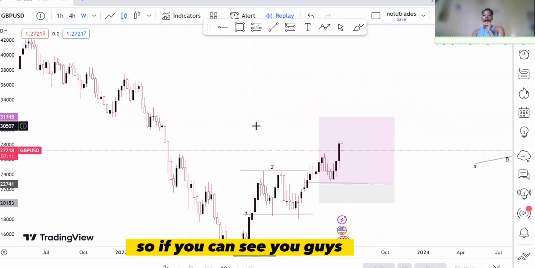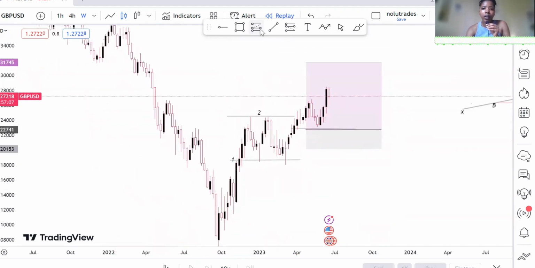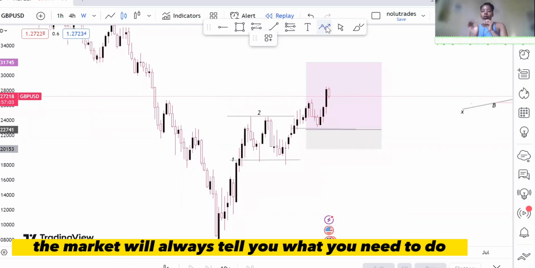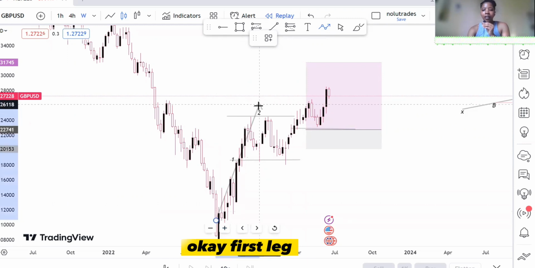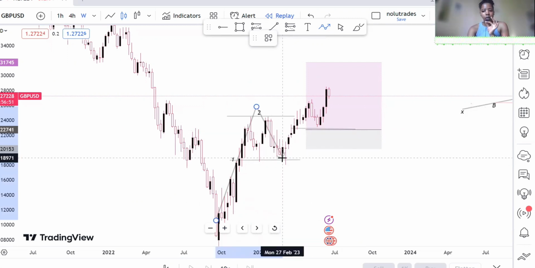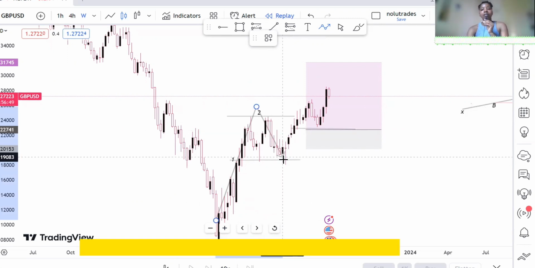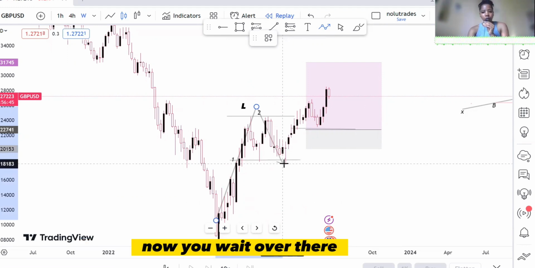So as you can see, you guys, all you need to do is just wait for the market. The market will always tell you what you need to do. You don't have to panic, okay? The first leg will leave number one, which is for our retest. When they push down, if you're not confident, wait for them to push down. When they push down, they'll be coming to your number one, okay? Now you wait over there.